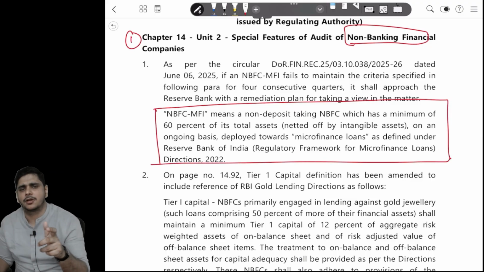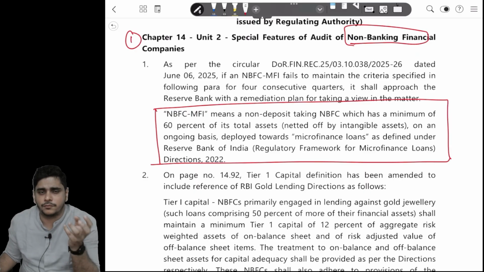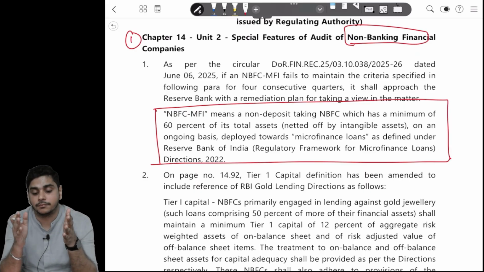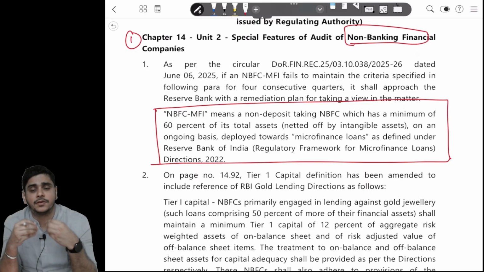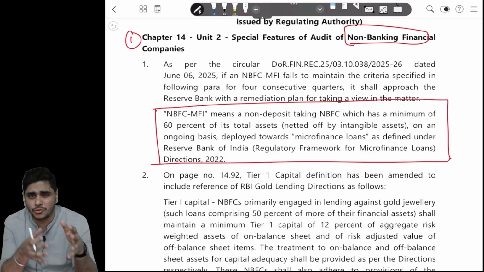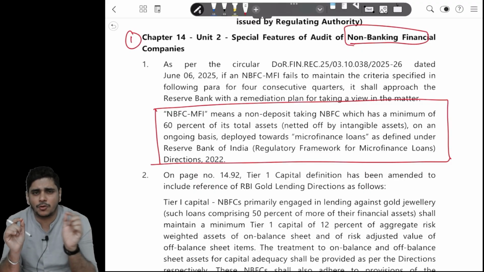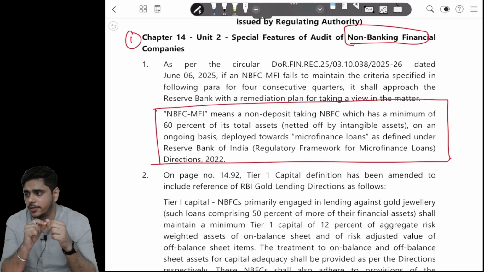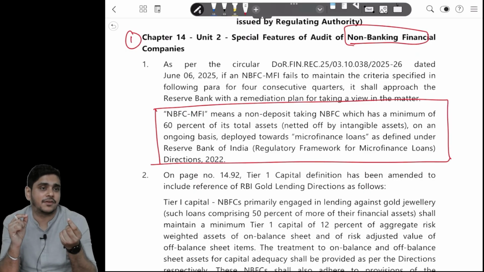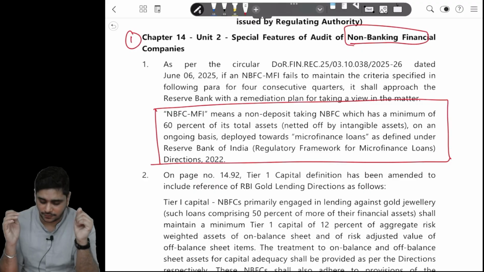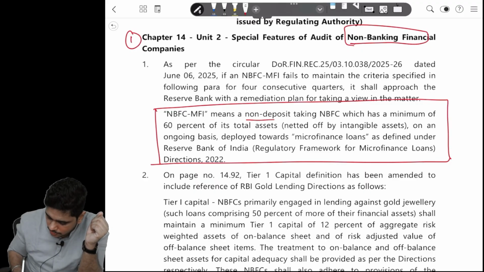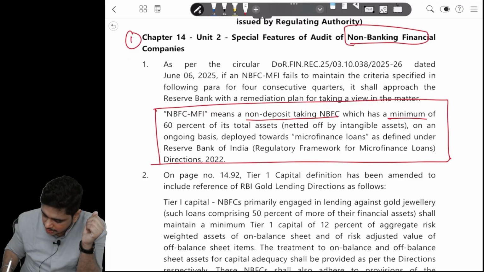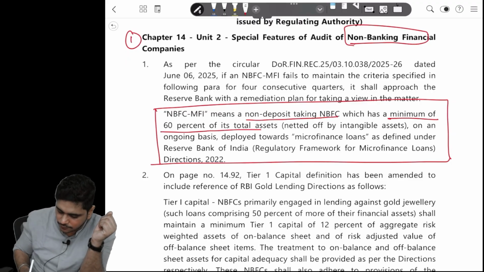We have studied the MFI concept. MFI is a microfinance institution, which basically gives loans to a vegetable vendor, auto rickshaw driver, cab driver, small micro-financial borrowers. Okay, so they have defined what is MFI. Previously, MFI was not defined. Now they have defined it. It means a non-depositing NBFC which has a minimum of 60% of total assets.